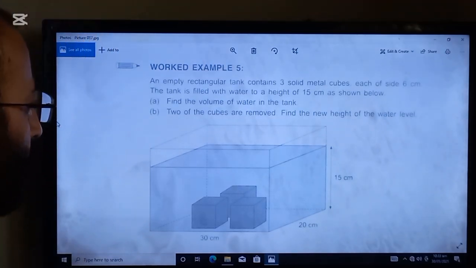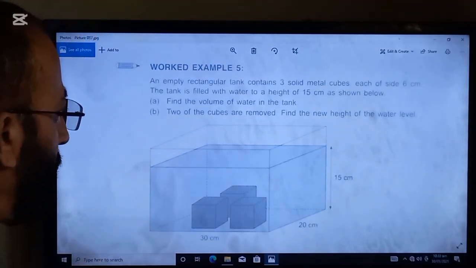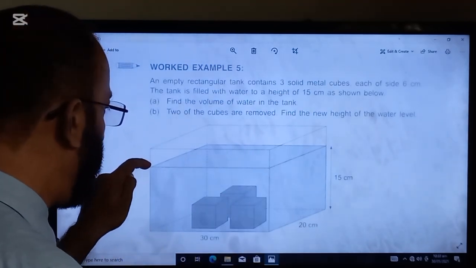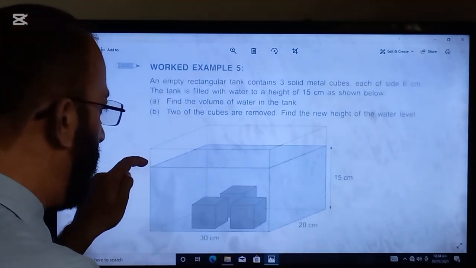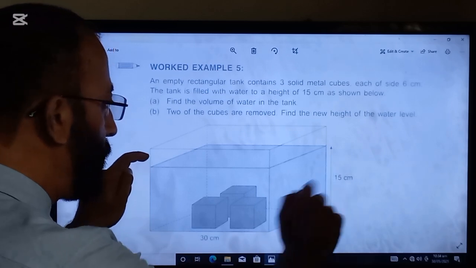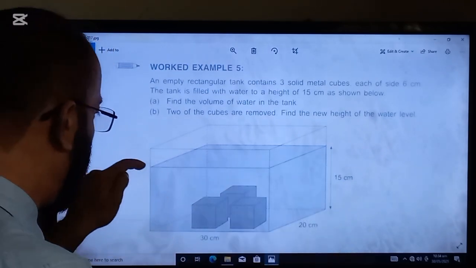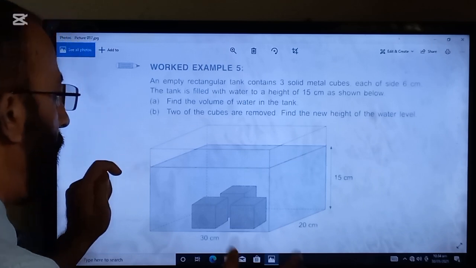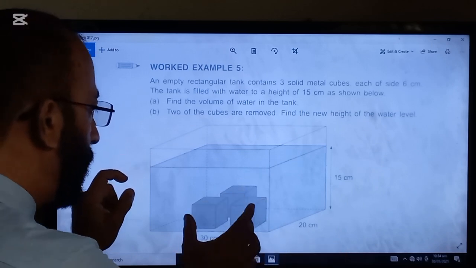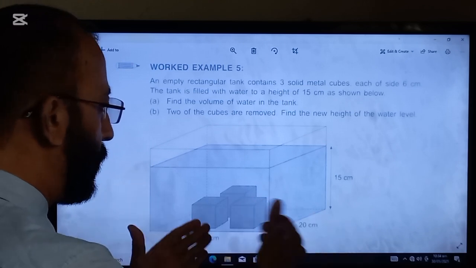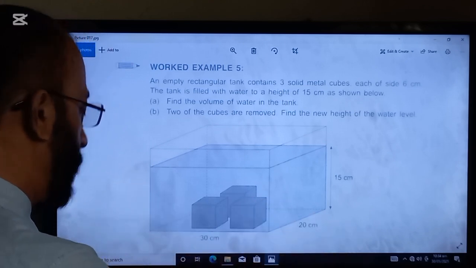So the method will be, first we will find the volume of the rectangular tank up to the height of 15. That will be equal to 30 into 20 into 15. That will be the volume of the rectangular tank up to the height 15. And from that we will subtract the volume of the 3 cubes. So we will get the volume of the water then.